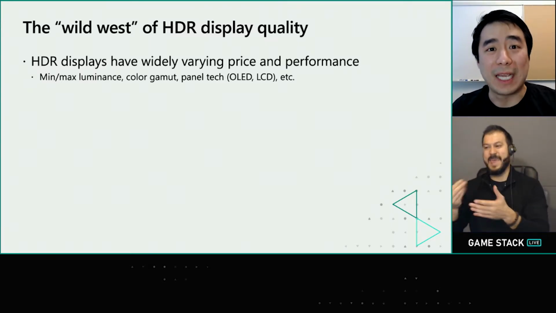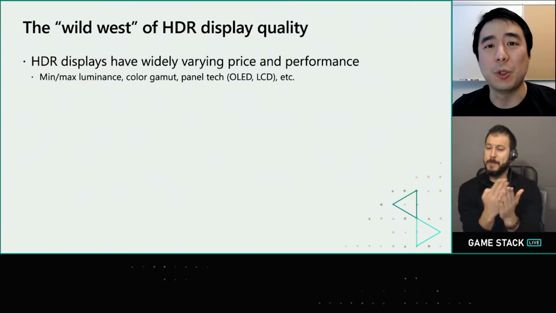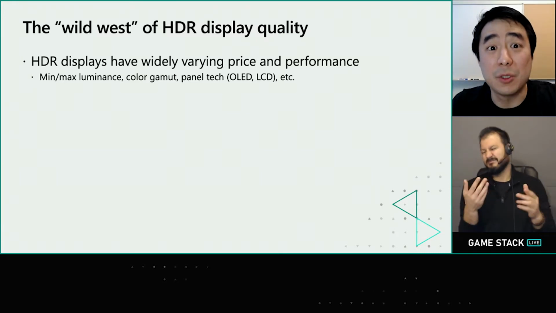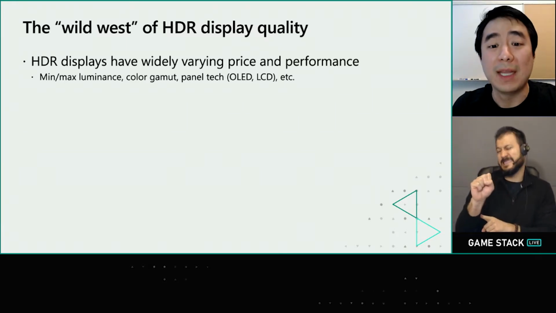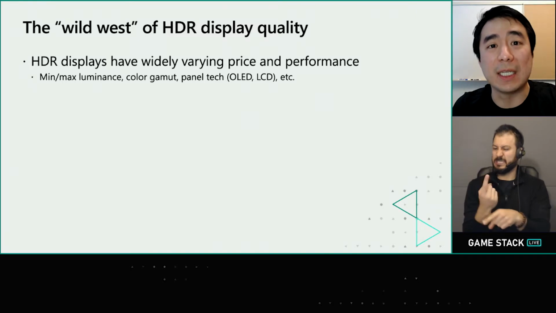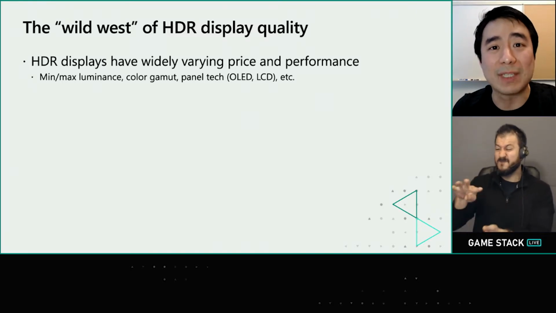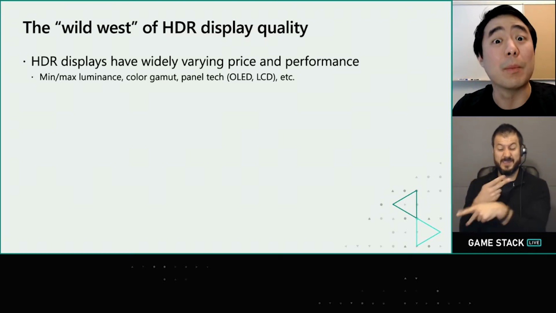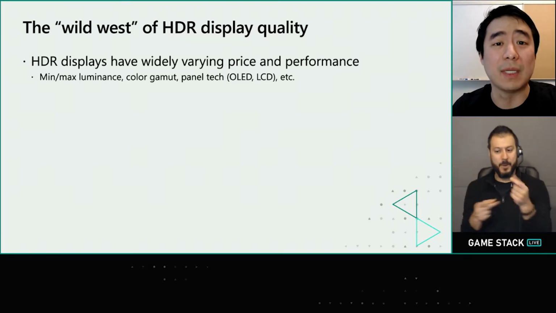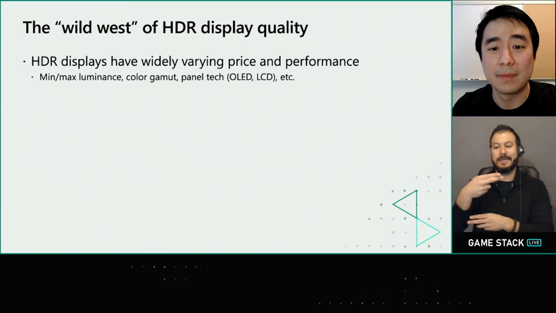You can have a budget HDR monitor that barely hits 200 nits of peak luminance, and this is no better than a traditional display. And it can sit right next to a mini LED prosumer monitor that can get 1400 nits, over 7 times the brightness. Yet both of these displays can claim to be HDR10 compatible.